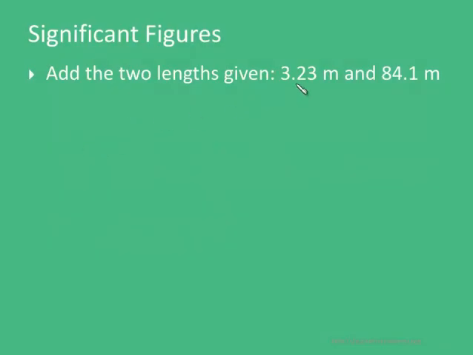Okay, so we're supposed to add these two numbers here, and when we do, we get 87.33. And we look at these numbers we used. This one has 2 digits after the decimal place. This one only has 1 digit after the decimal place. So that means our answer must have only 1 digit after the decimal place. So we report this as 87.3 meters. So notice what we consider here are the number of digits after the decimal place. We don't concern ourselves with the number of significant figures.